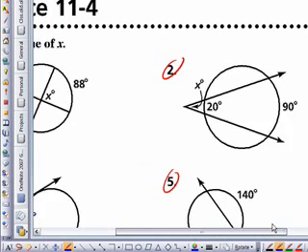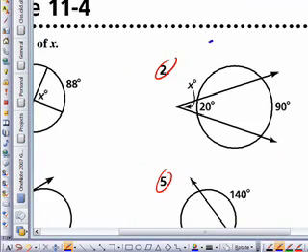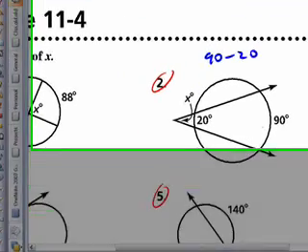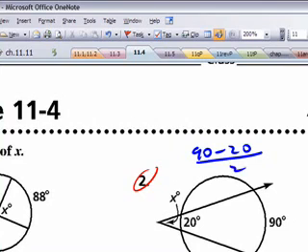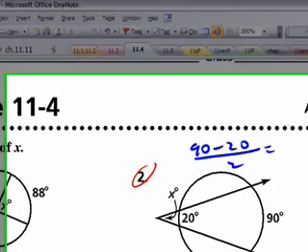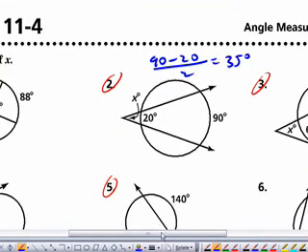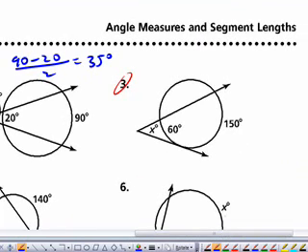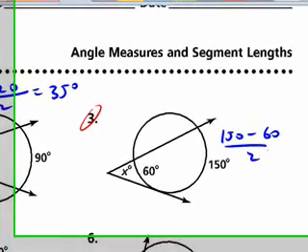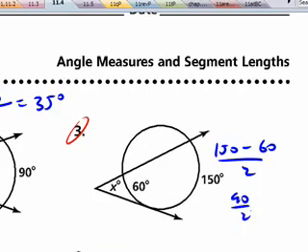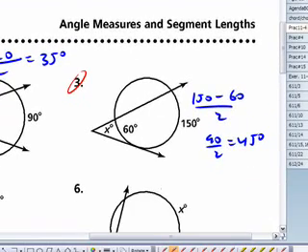This is a situation where it's outside the circle, so subtract big minus small divided by 2, that's 70 divided by 2 is 35 degrees for x. Same situation here. Big minus small divided by 2, that's 90 over 2, 45 degrees.